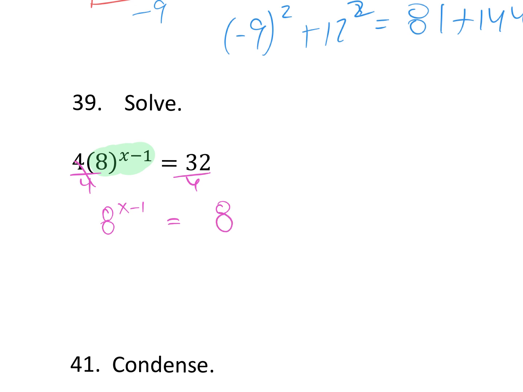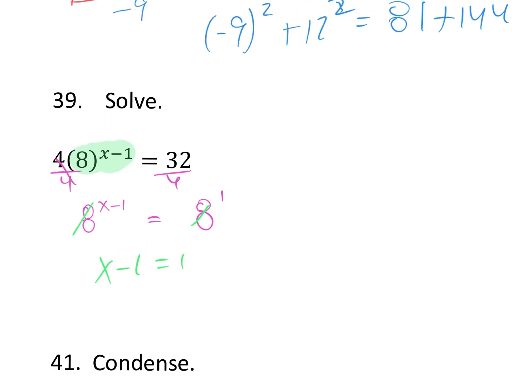Now, this is an exponential function. So I would take what of each side? You would do the opposite, which is log. But what did Alexa just tell us? What did she notice? They have the same base. If they have the same base, what can you do? You can just cancel them. So this is x minus 1 equals 1. What do you do to both sides? Add 1. So x equals 2.